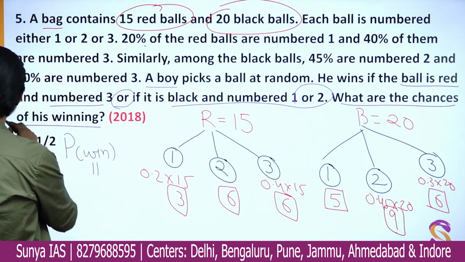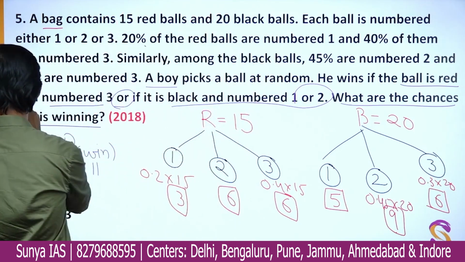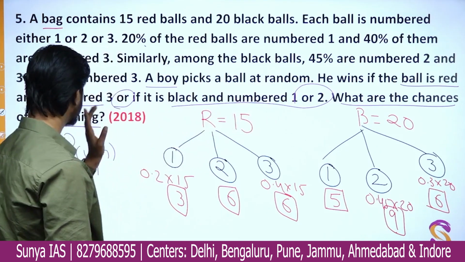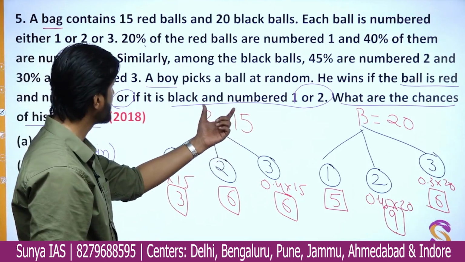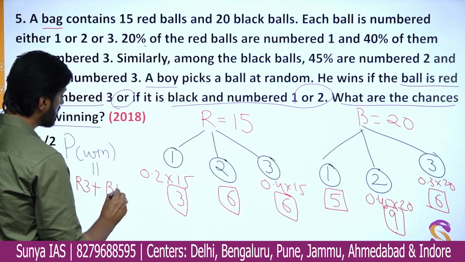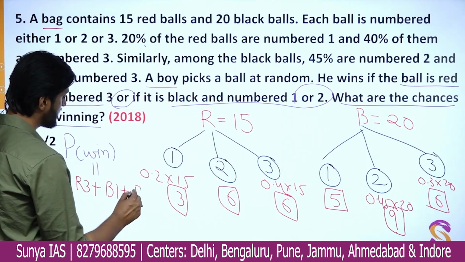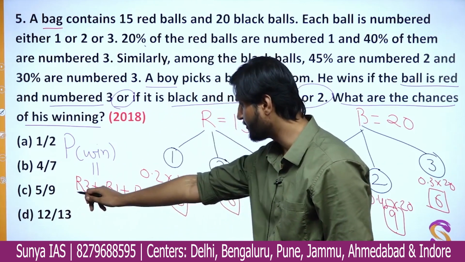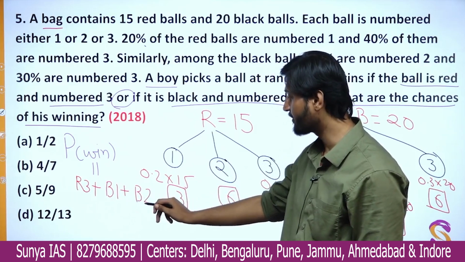And what is the favorable condition for him to win? If he has to win, he must have, let me just write it down, either a red ball which is numbered as 3, so he needs either an R3, or he needs a black ball which is numbered 1, so we need B1, or we can need a black ball which is numbered as 2, so we have B2. These are the 3 options of winning. Okay, as you can see, either he can get a red ball with number 3, I am writing it R3, then a black ball with number 1, or a black ball with number 2.